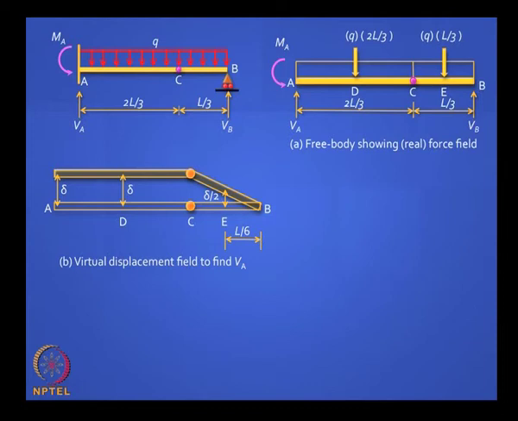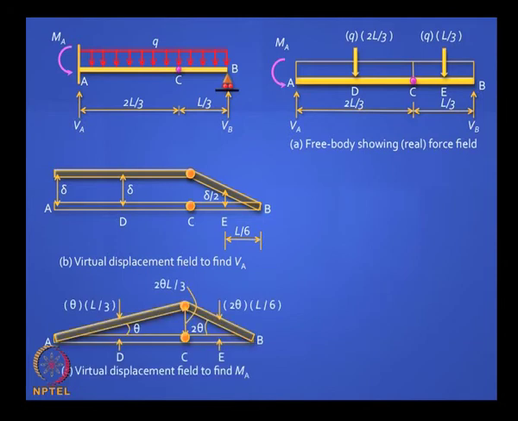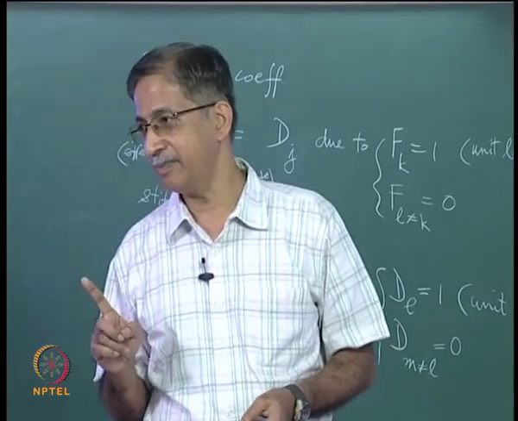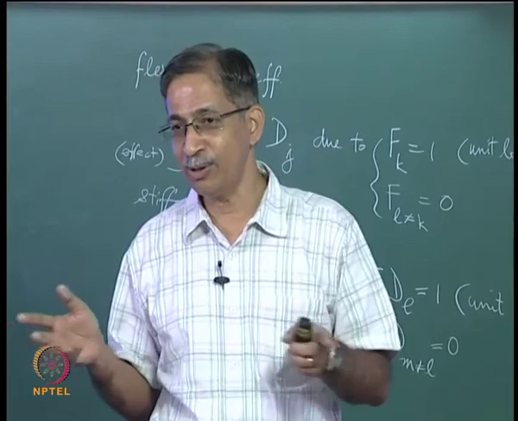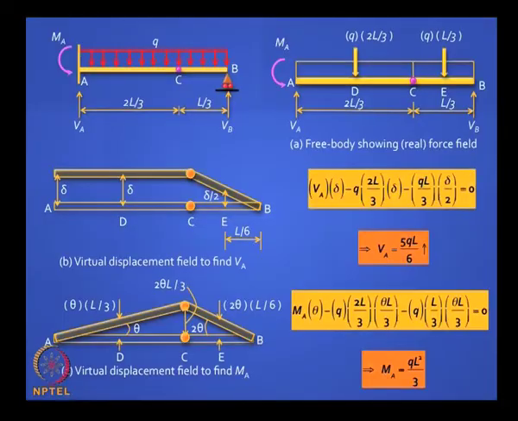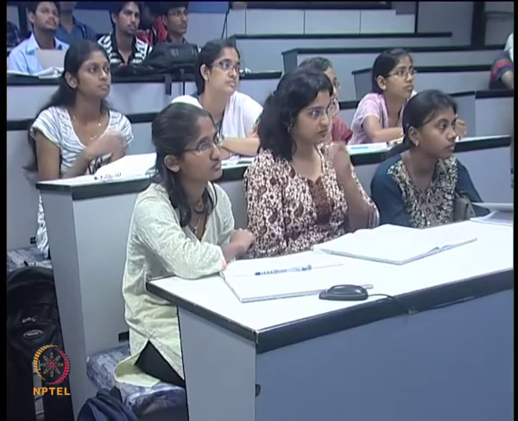This is visualizing the deflected shape, and then if you want to find the moment at MA, you give it a rotation theta, but you should not allow any other movement. So please note, when you invoke the principle of virtual work, there should be only one unknown at a time, which means the other forces should not do any work. That has to be done cleverly, and then if you invoke the theorem, it is very easy to compute the reactions.